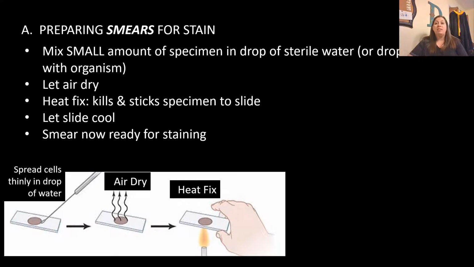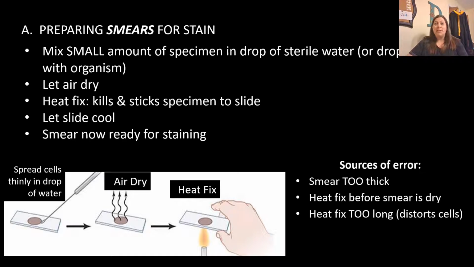You then have to let the slide cool completely. This is hard sometimes because people normally get impatient with the whole let it air dry. They get impatient and want to just heat fix it right away, or not let the slide cool, because when we're talking about a glass slide, it may look like it's cool, but it might not be. So it's really important to let it cool completely. Once it is cooled completely, then the smear is ready for the staining process.